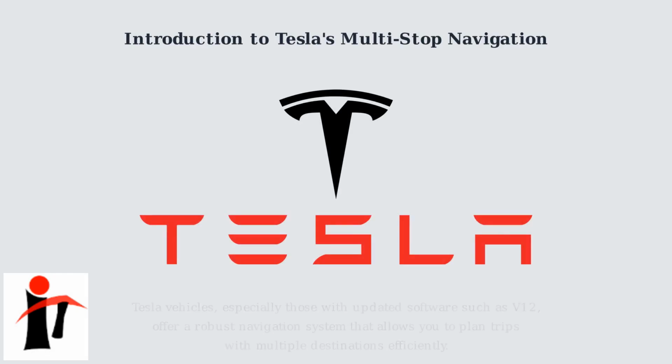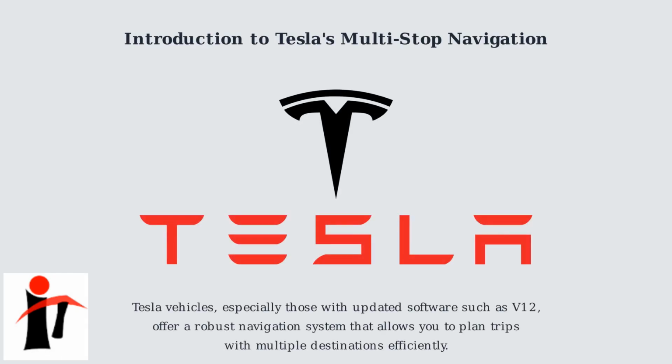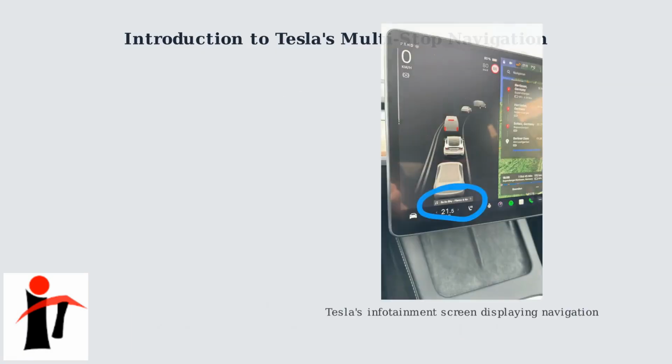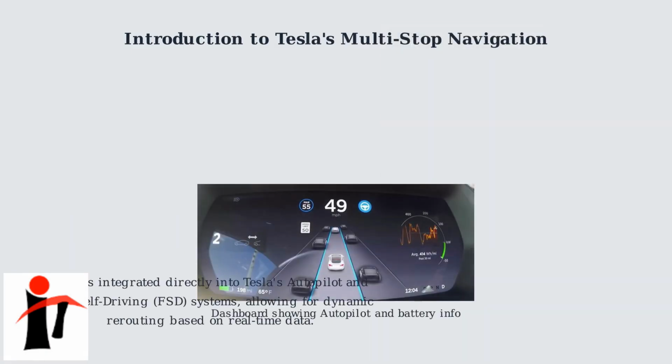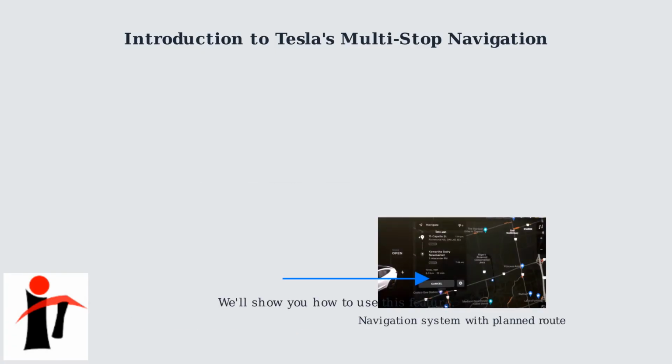Tesla vehicles, especially those with updated software such as V12, offer a robust navigation system that allows you to plan trips with multiple destinations efficiently. As of December 2024, Tesla's navigation system supports setting up to 20 stops per trip. This is integrated directly into Tesla's autopilot and full self-driving FSD systems, allowing for dynamic rerouting based on real-time data. We'll show you how to use this feature.